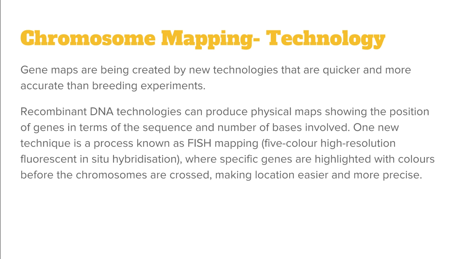Chromosome mapping would only have been possible by new technologies that have been developed, which have allowed this process to be quicker and more accurate than the breeding experiments that were originally undertaken in earlier times. So, recombinant DNA technologies produce physical maps showing the position of genes in terms of the sequence and number of the bases involved. And there's also a process known as FISH mapping, where specific genes are highlighted with colors before the chromosomes are crossed, which makes the location easier to find and more precise.